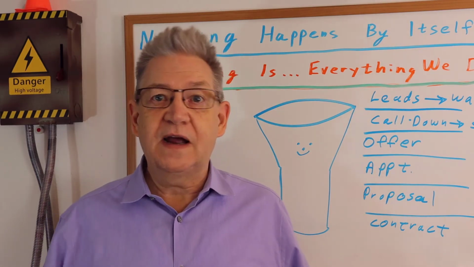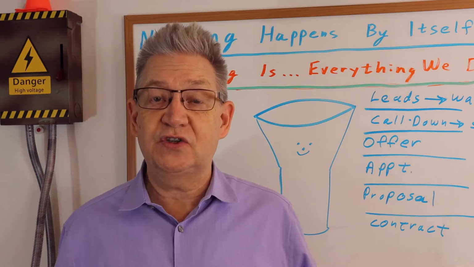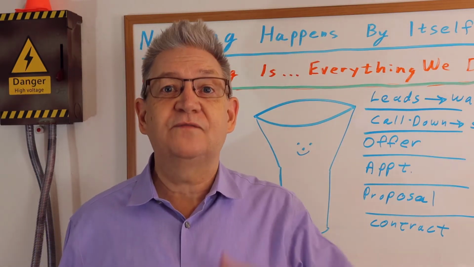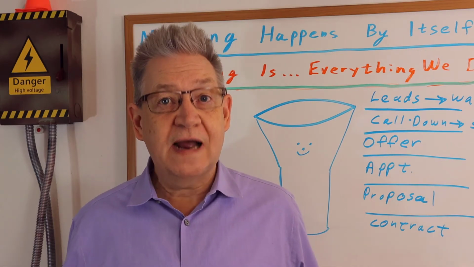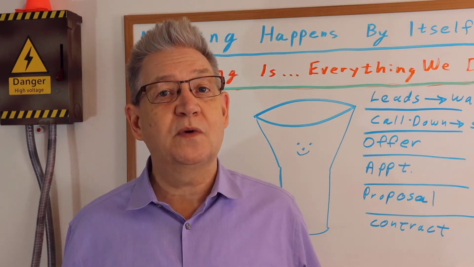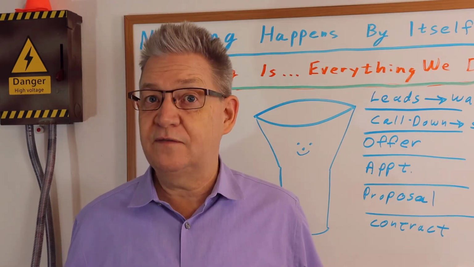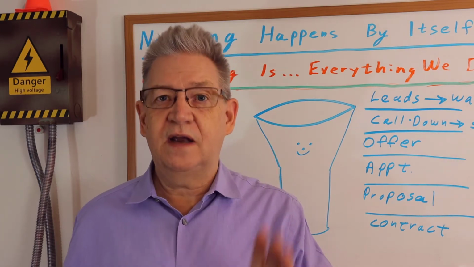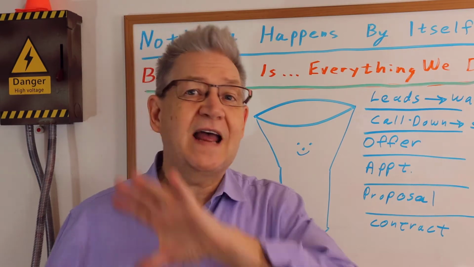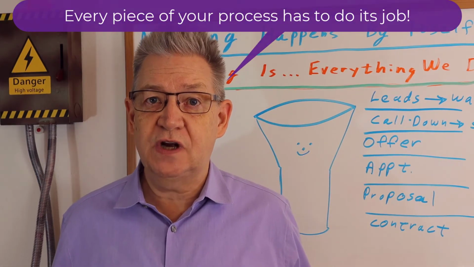So finally, you've got the contract. The contract also has to do its job. It's got to define what the relationship is for the next stage, which is outside of your hands, right? For the most part, if you are the salesperson, you are probably not delivering the service, the goods, whatever. So that contract has to represent what has gone on before. So bottom line, every piece of this process has to do its job.